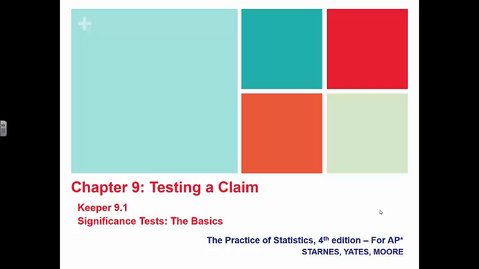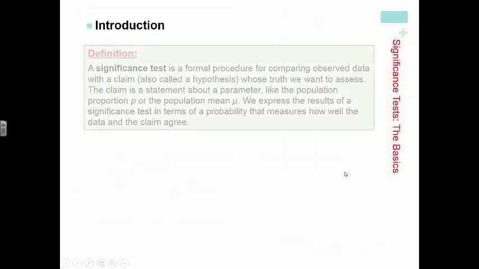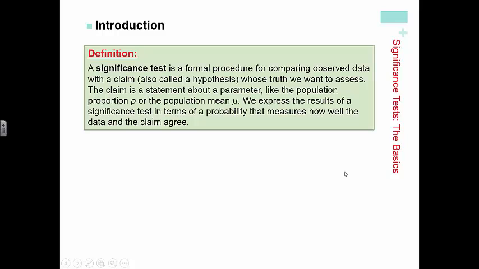Alright, so chapter 9 is our introduction into testing to see whether something is true or whether something is false. So section 9.1 is the basics of significant tests. First thing we need to know: what is a significance test? It's basically a test that compares two things.